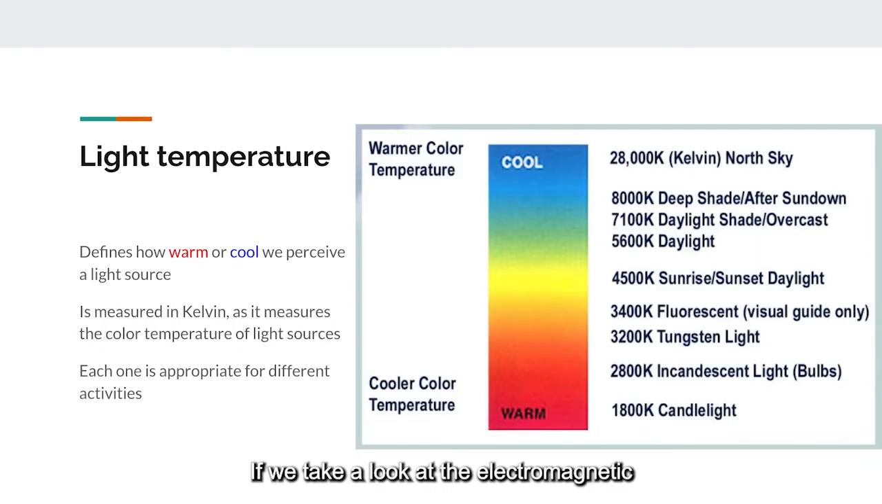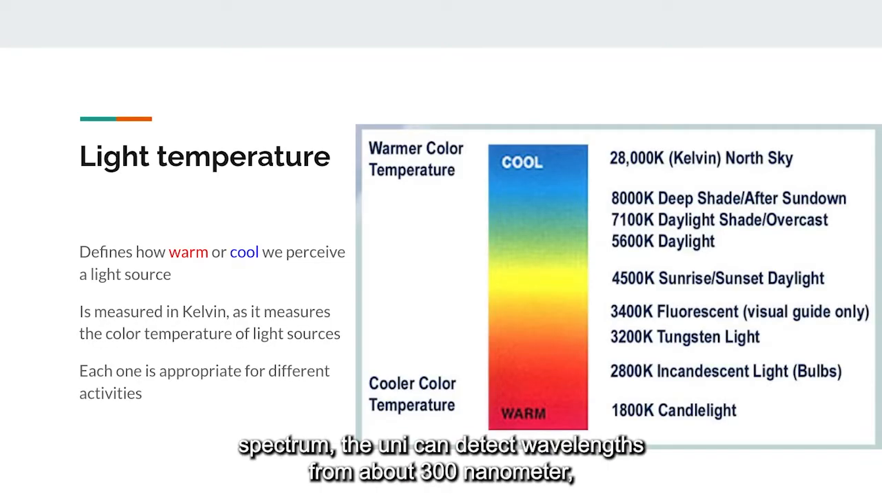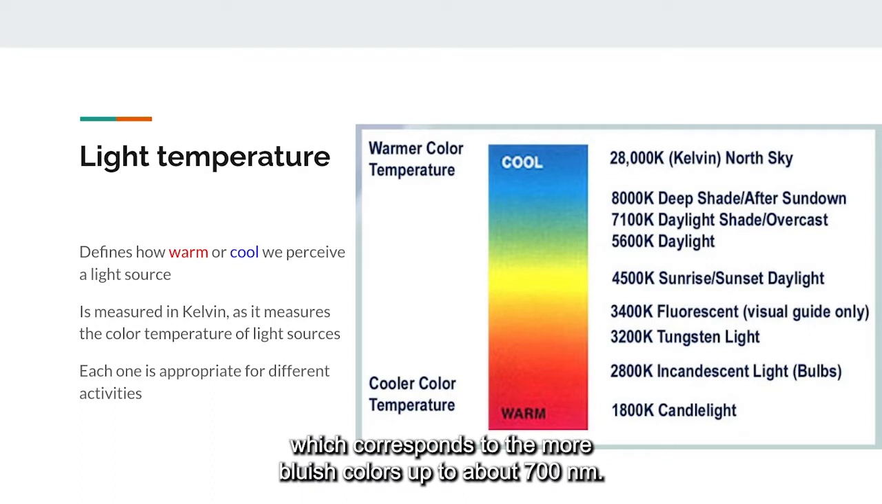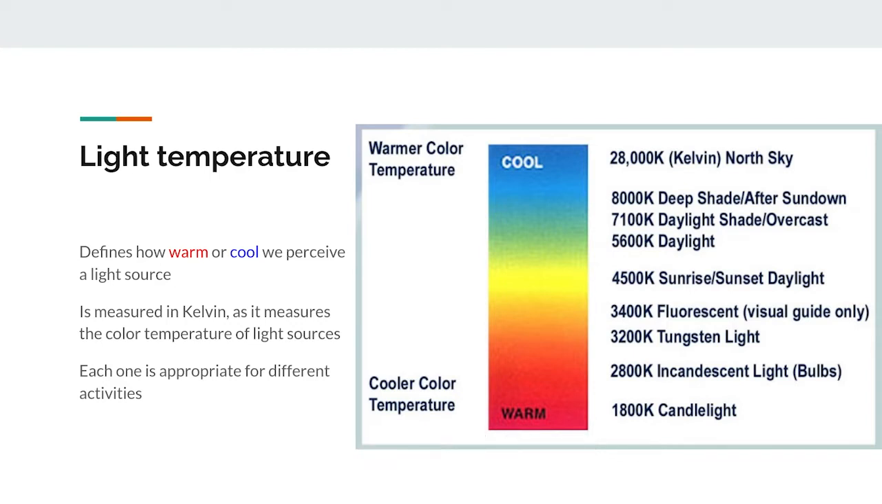If we take a look at the electromagnetic spectrum, the human eye can detect wavelengths from about 300 nanometer, which corresponds to the more bluish colors, up to about 700 nanometers.